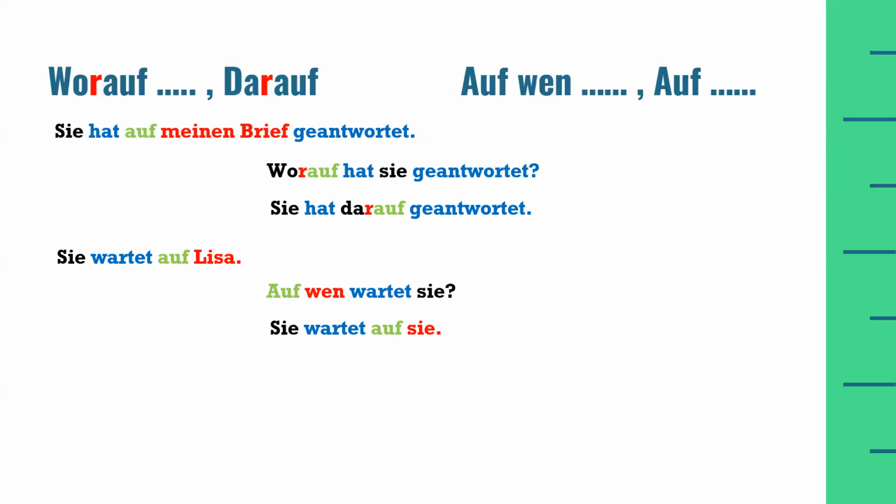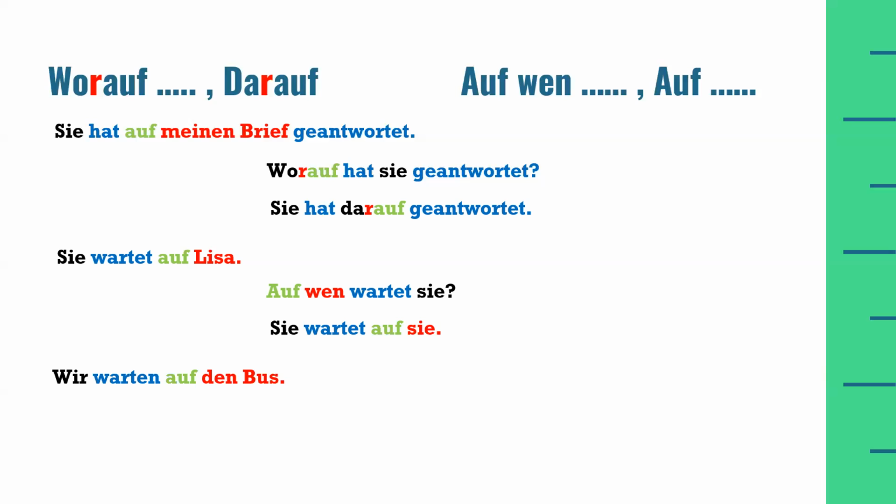Now, auf is acting as an accusative preposition in this case, therefore we have to use the personal pronoun for accusative, which is sie. Next example, wir warten auf den Bus. We are waiting for the bus.